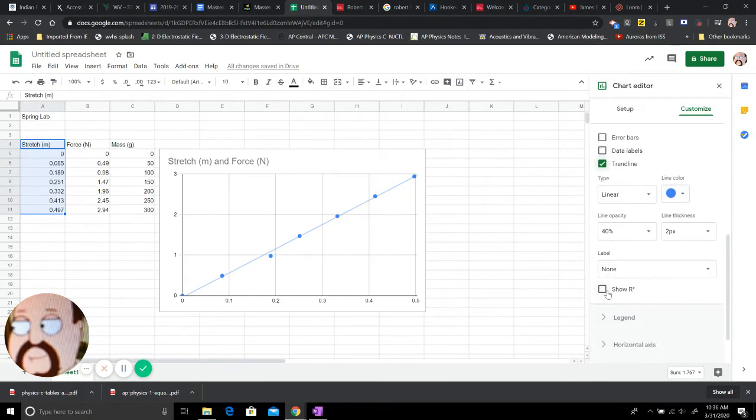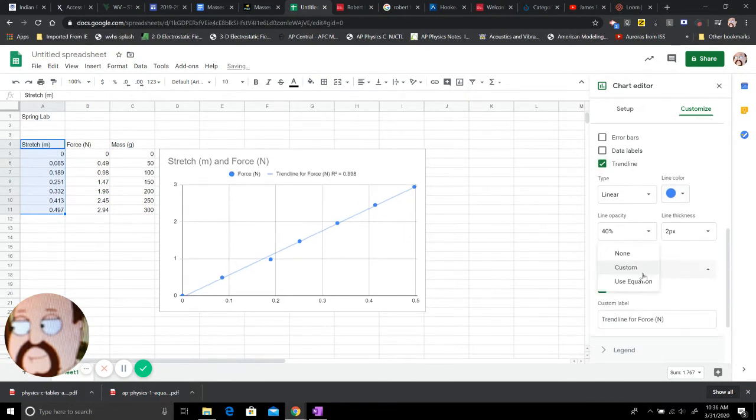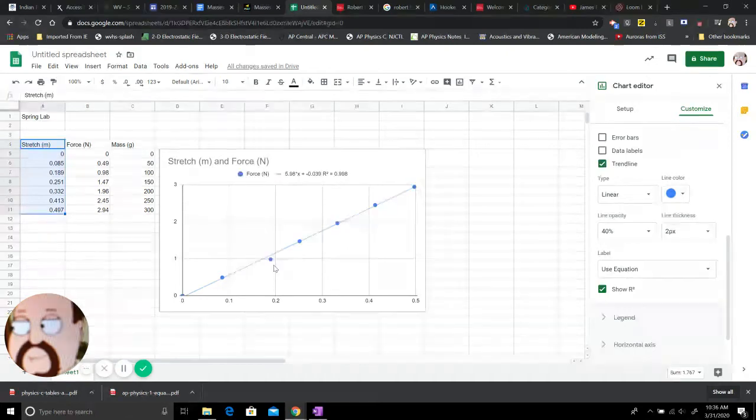We'll think about that. My R squared. Label, use the equation. I got my equation here. I get an R squared value of 0.998, which I feel pretty good about. How do I feel about that data point being that way? Am I going to go back and retake that data point? Am I going to go ahead and strike out that one? How do you feel about that value?